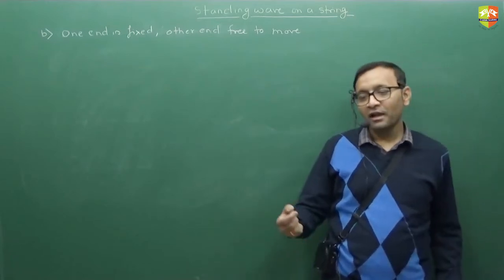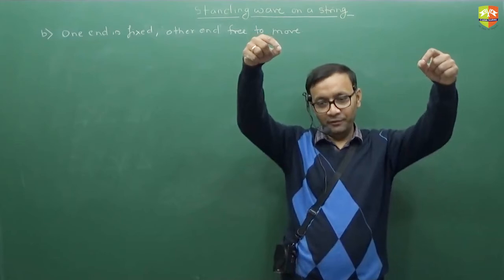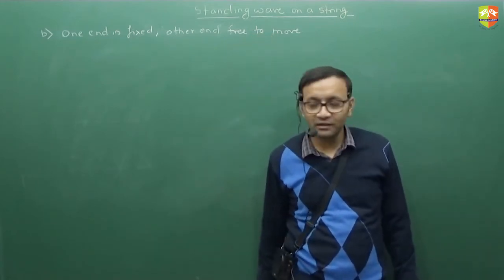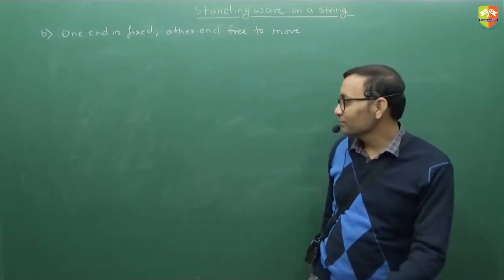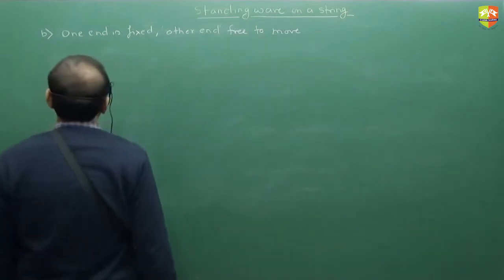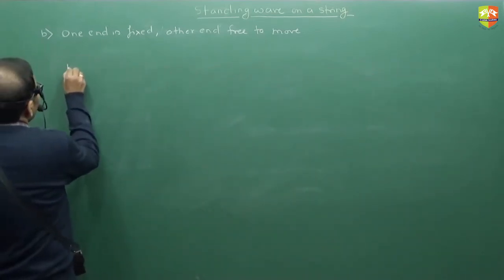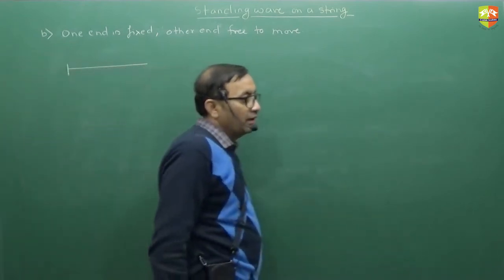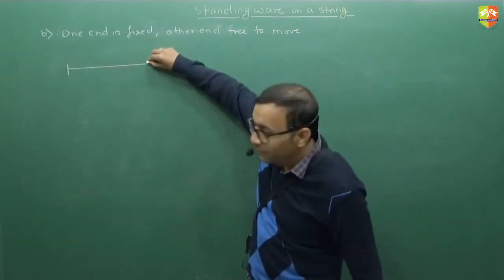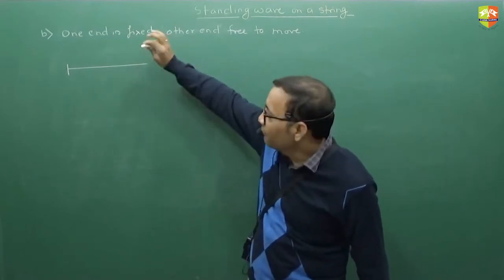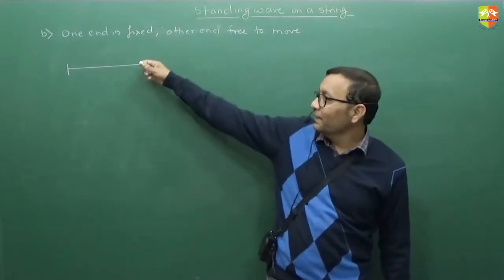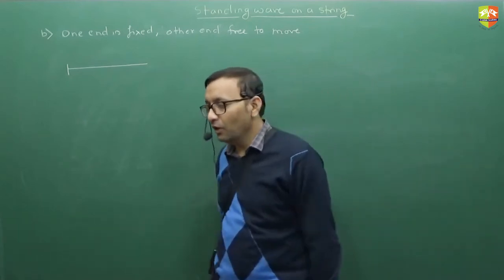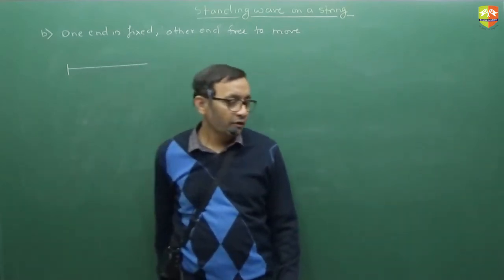A tie, can you say? A tie, or when you put clothes up for drying. But there are many such things. Anyways, our main agenda is to understand what is happening here. So this is the string. Wave is being sent from this side, but this end is free to move up and down. So please write down, the free end will always be antinode.